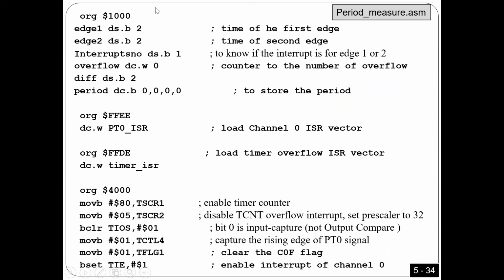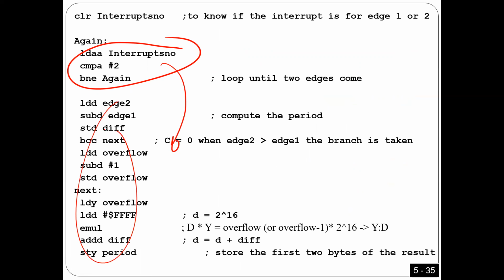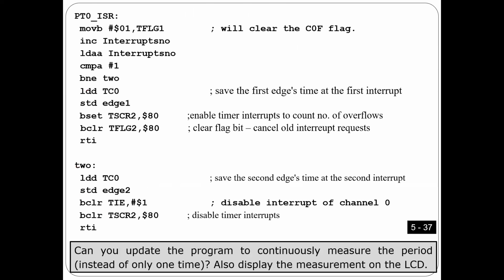Here, I'm not going to talk about the assembly because it's exactly the same thing as C. But as you see here, guys, I'm going to wait until I receive two interrupts. Once I receive them, I'm going to do the calculation here. In the timer interrupt, I just increment overflow. So I'm not going to spend time on this one.